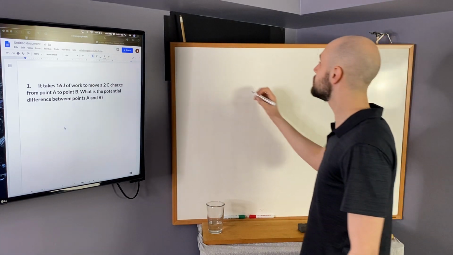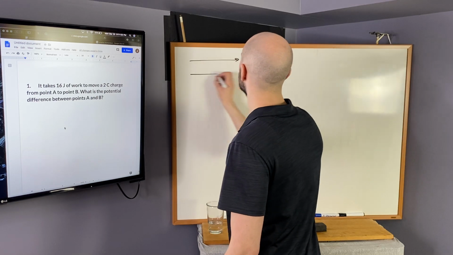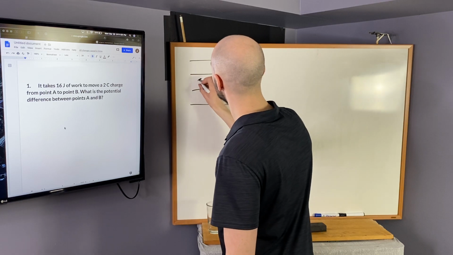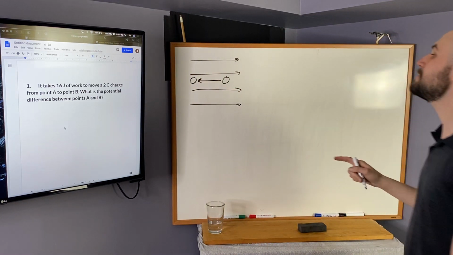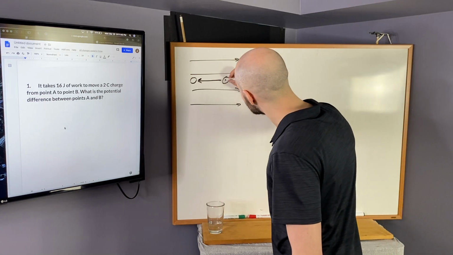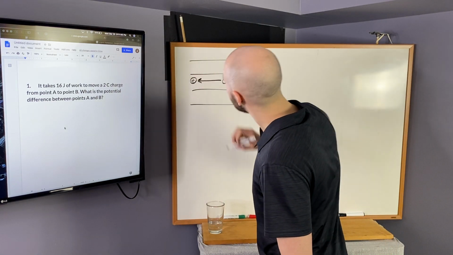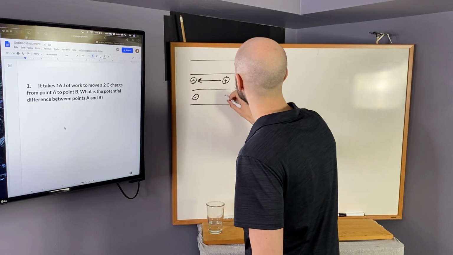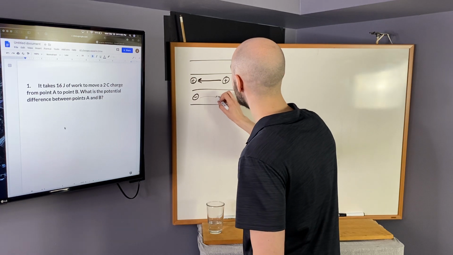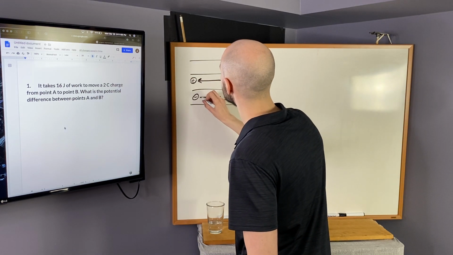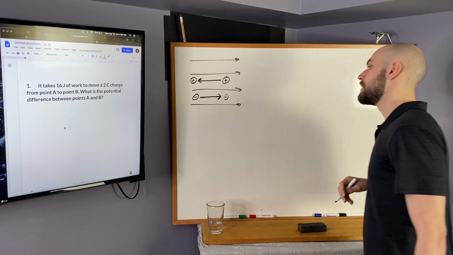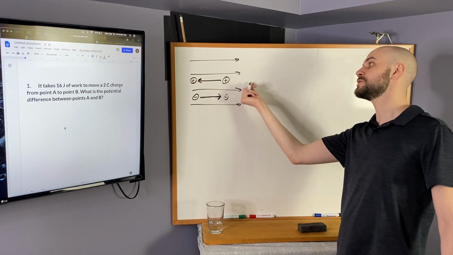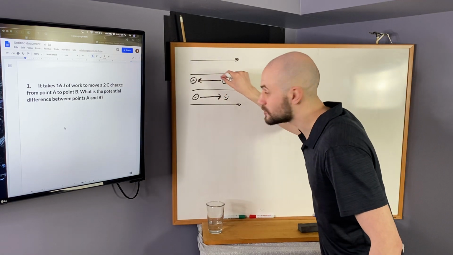The fact that work was done means that this 2 coulomb charge had to be moved through this electric field. Now keep in mind, this is assuming that this charge is positive. If this charge was negative, you'd actually have to do work to move the charge with the field. Because remember from our last video, positive charges want to move with the field. If I let this positive charge go, it's going to want to go this way. So I have to do work to push it against the field.